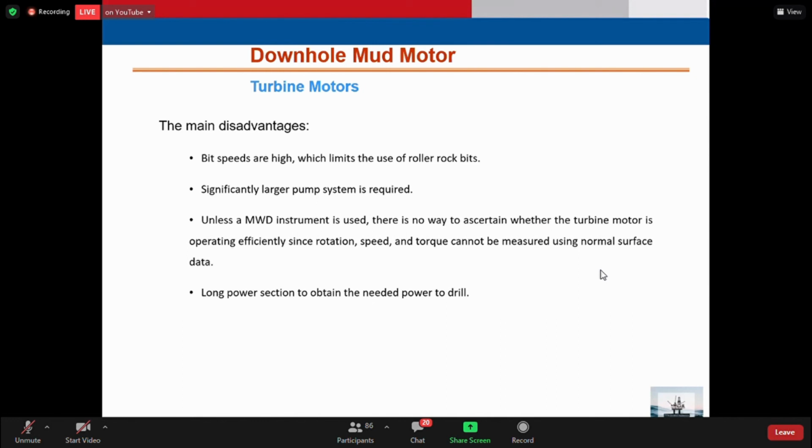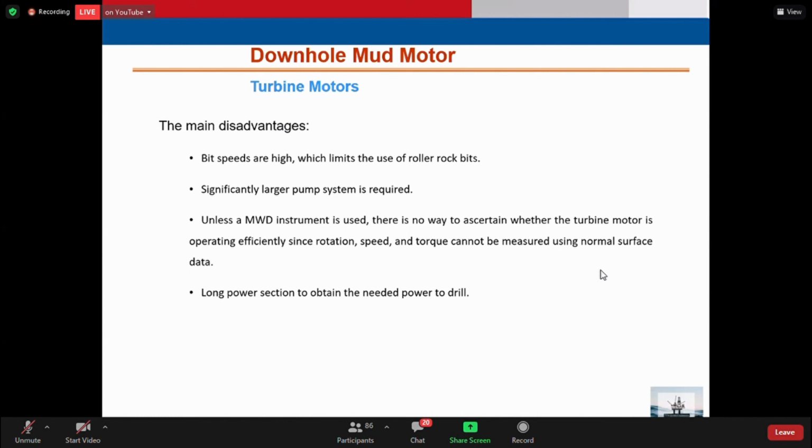The main disadvantage of this deflection tool is that the bit speed will be very, very high. That limits the use of roller rock bits. With a positive displacement motor, I can use all types of drill bits: roller cone bits, fixed cutter bits, PDC bits, all the bits. But roller rock bits cannot be used with turbine motors because turbine motors provide very, very high speed.